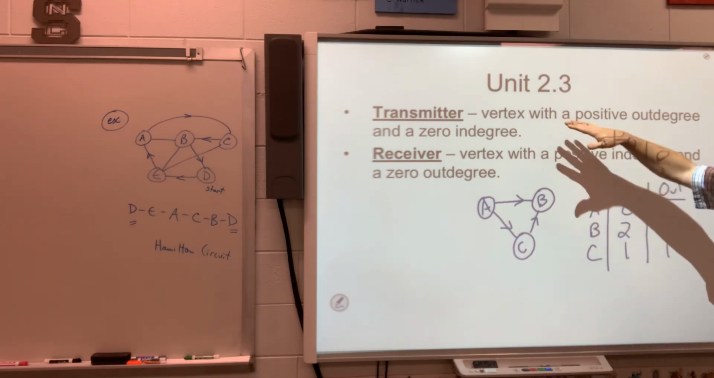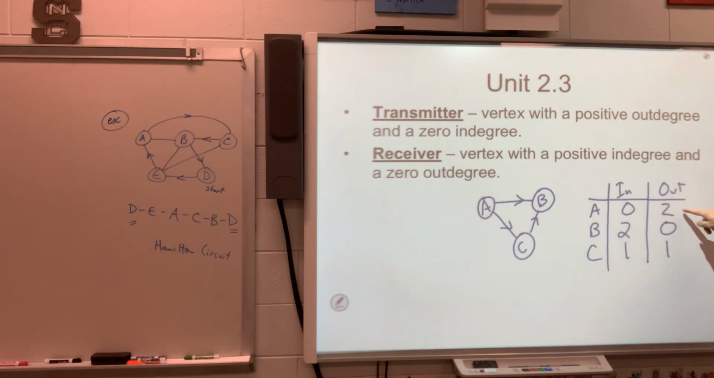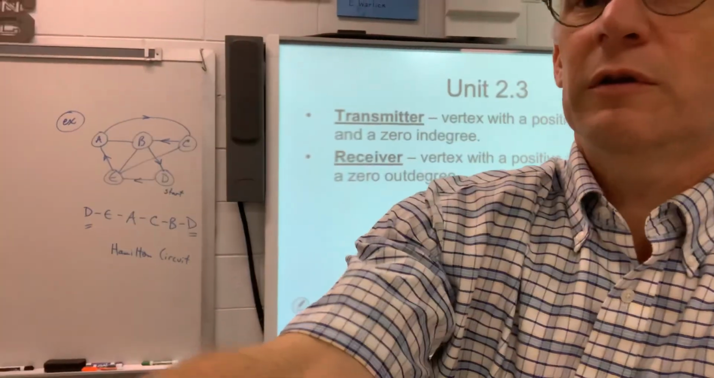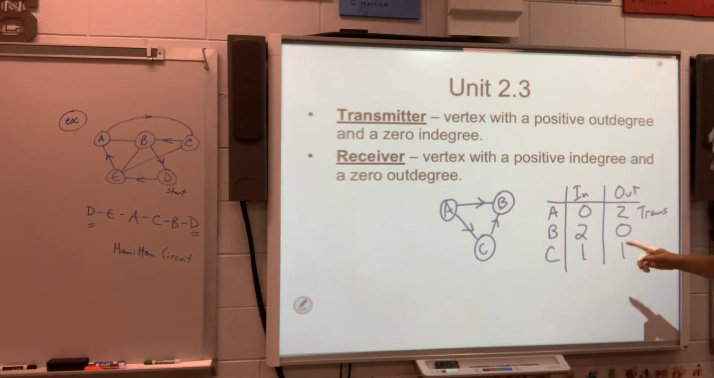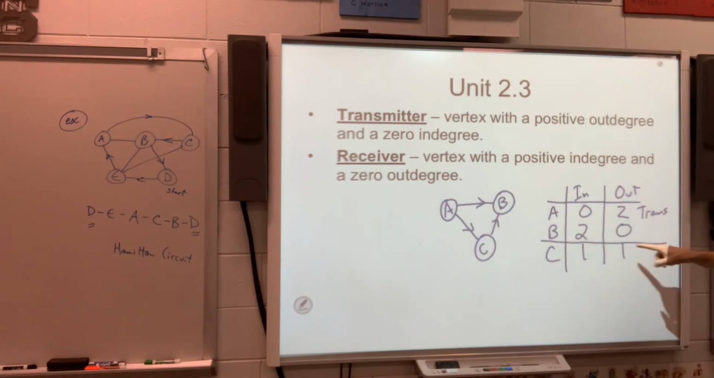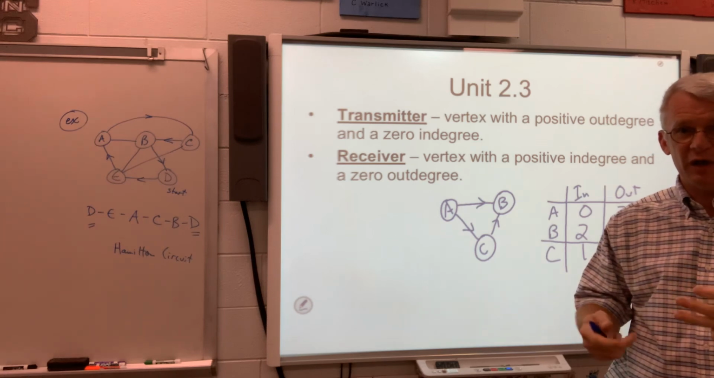So which one of these would be considered a transmitter, a vertex with a positive out degree and a 0 in degree? A is going to be the transmitter. I'm hoping that you can see that. A is the transmitter. A receiver is going to be B. And I think that's pretty much it. I would just look through the videos. Hopefully that helps.